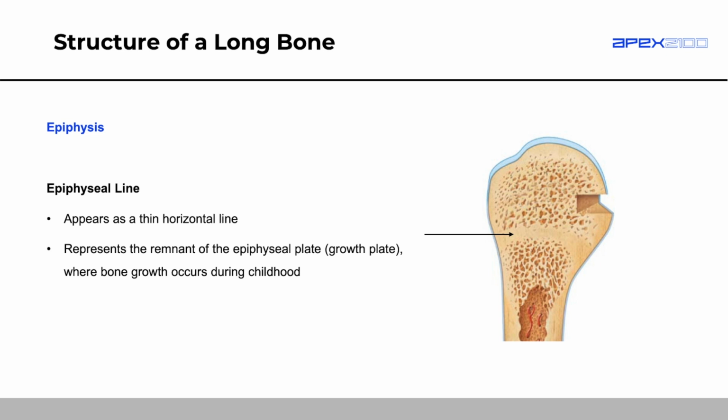So in children and adolescents, they don't have a line, they actually have the growth plate, which is what is growing the bone. So bone growth occurs at the growth plate. And once our bones finish growing at the end of puberty, it appears as this epiphyseal line. And it's got no real function in adult bones. It's just a structural feature which tells us that the bone has completed growth.